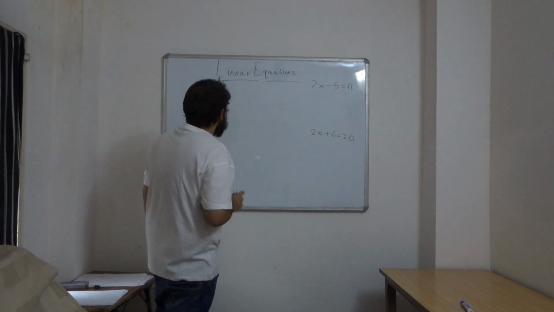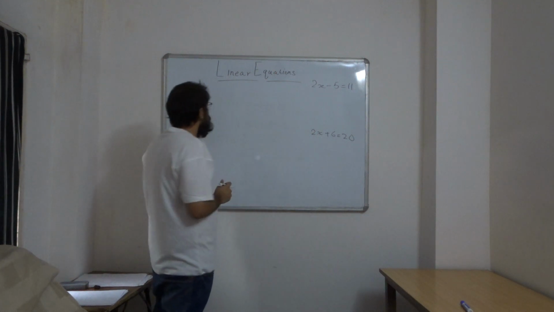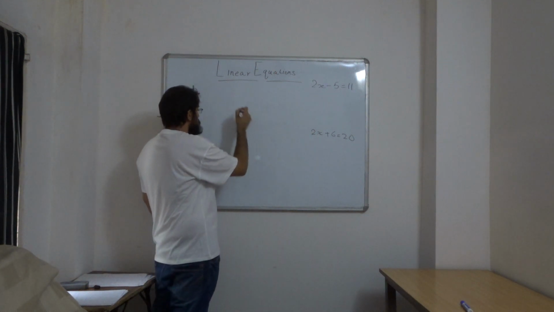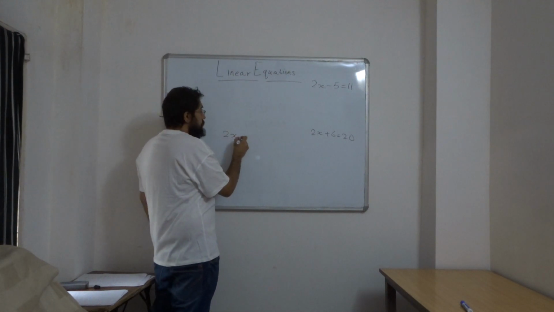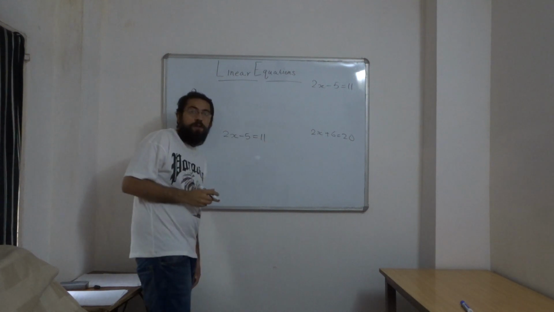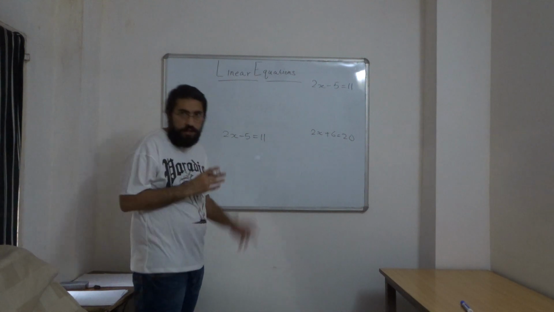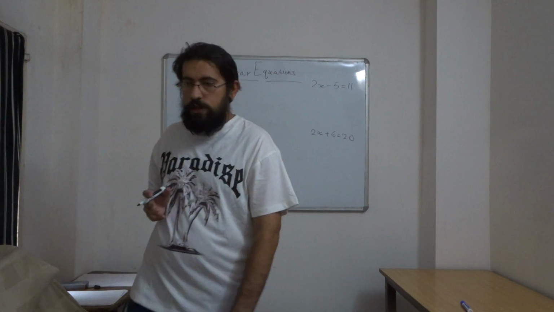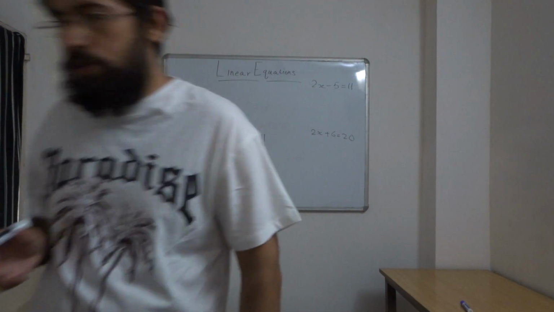Okay, so let's do this question here first. I hope you got it. Let me do it here. You have 2x minus 5 equals 11. So how do you solve this? Just have a think about it. Just think for 2 minutes, and then I'll join.